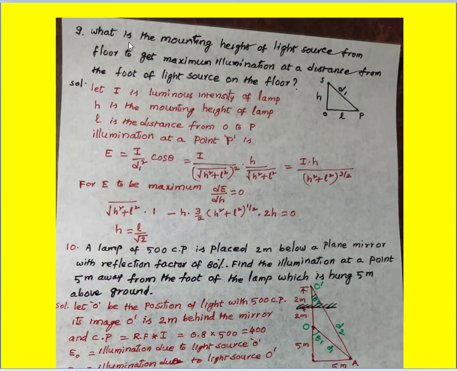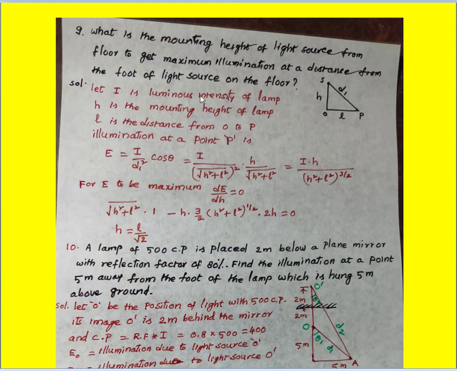So this is another problem. What is the mounting height of the light source from the floor to get maximum illumination at a distance from the foot of the light source on the floor? So here no data is given, but he asked the question. So here we have to make some assumptions, then proceed.